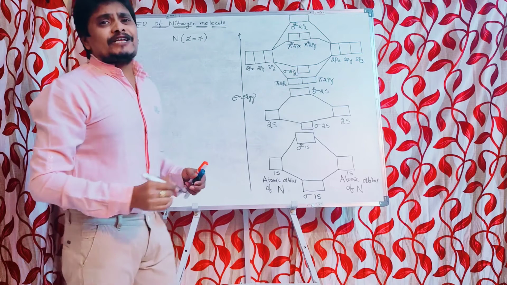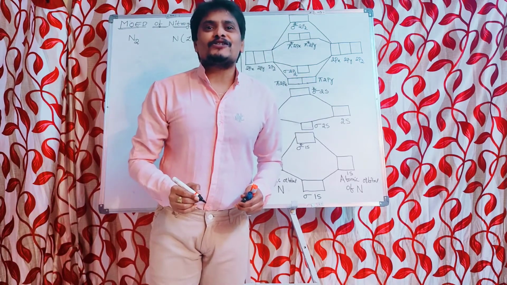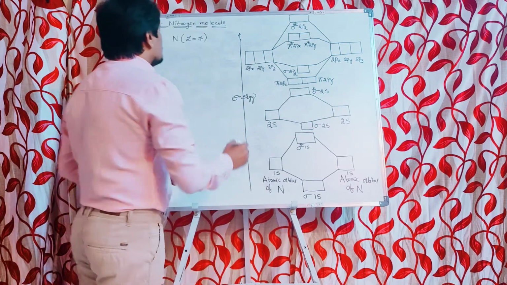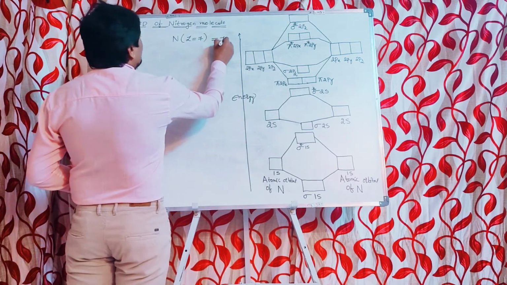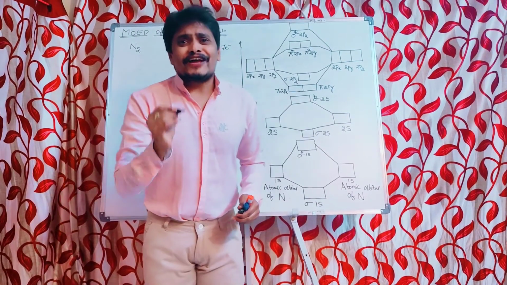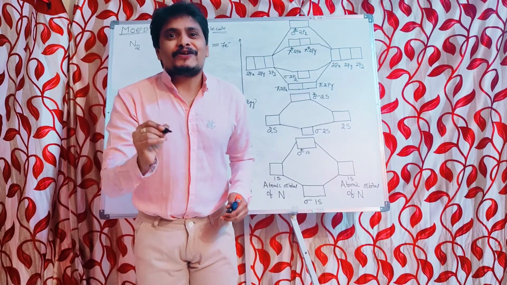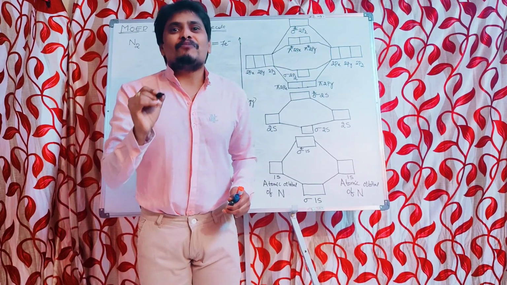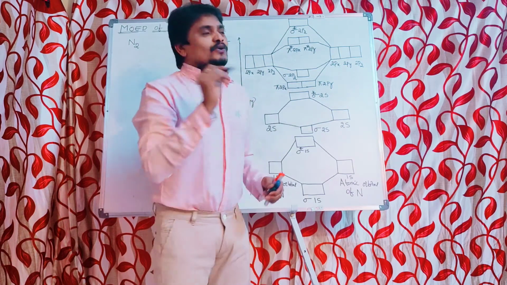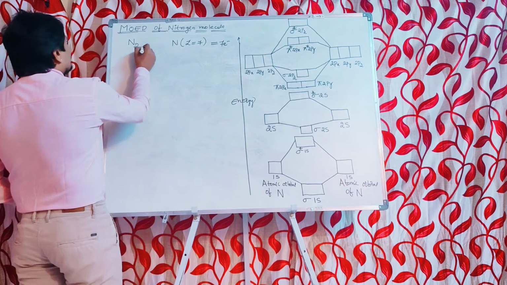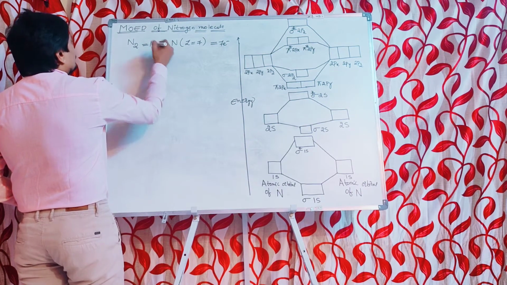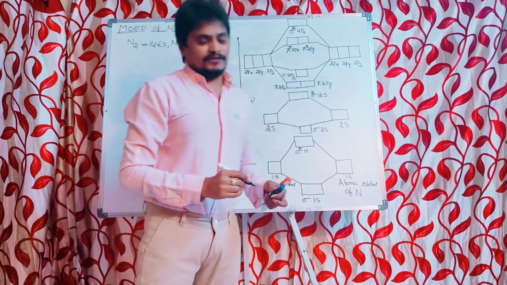Since the atomic number is 7, 7 electrons will be a part of each nitrogen. As there are 2 nitrogens in the nitrogen molecule, totally it comprises 14 electrons. So the nitrogen molecule comprises 14 electrons.